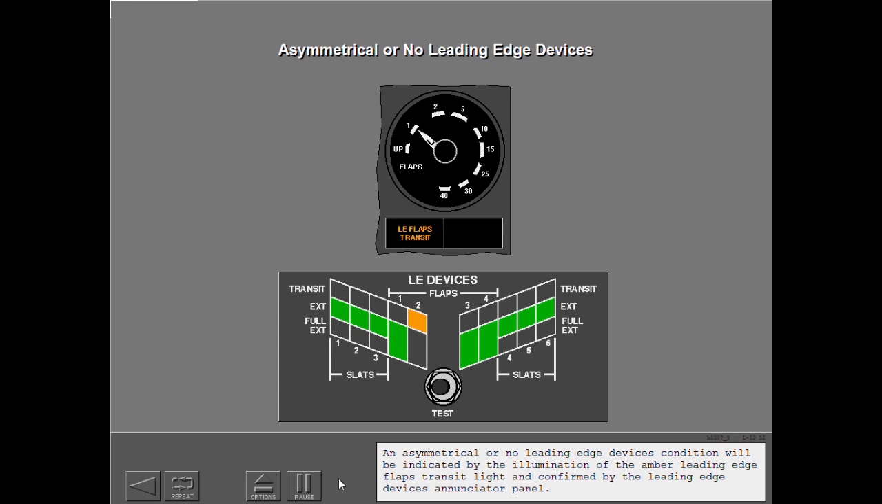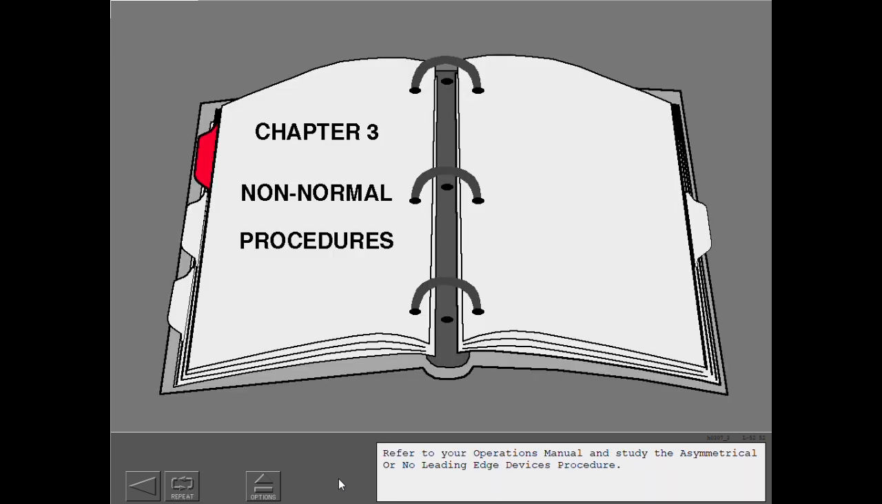An asymmetrical or no leading edge devices condition will be indicated by the illumination of the amber leading edge flaps transit light and confirmed by the leading edge device's annunciator panel. Refer to your operations manual and study the asymmetrical or no leading edge devices procedure.